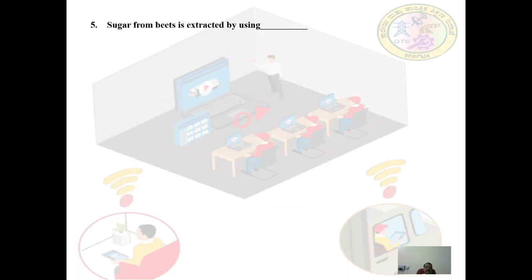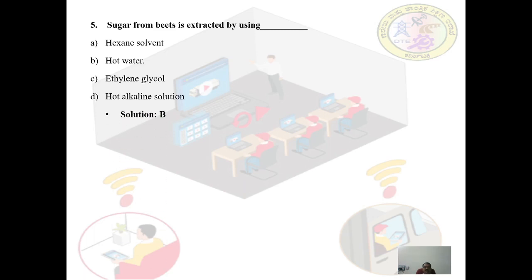Question number 5. Sugar from beets is extracted by using dash. Options are A, hexane solvent, B, hot water, C, hot alkaline solution, D, ethylene glycol. No, option B, hot water. Option B is the right answer. Hot water is used to extract sugar from the beets.